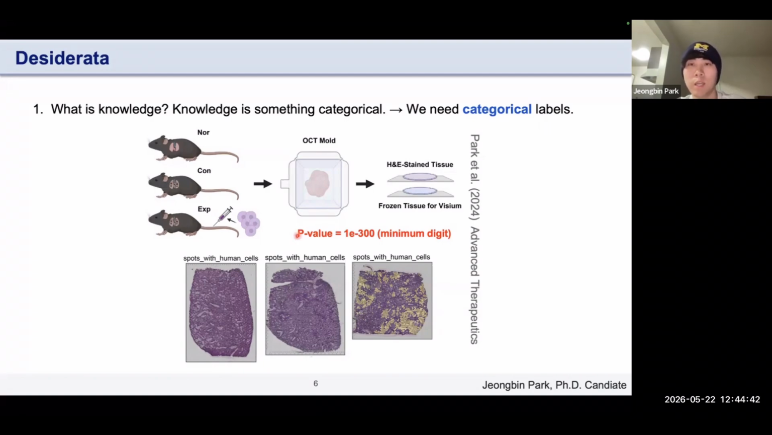So this is an example I published in 2024 as a first author. And here, as you can see, human cells are only located in the experiment sample rather than the normal and control samples. So for example, no human cell is discovered in the normal and control samples, isn't it? So actually the p-value is infinitely close to zero. I mean, the p-value should be zero, but in the computational setting at the time, the p-value was actually 10 to the power of minus 300, which is the minimum digit.